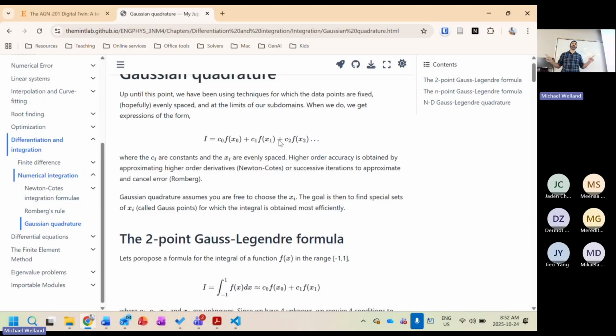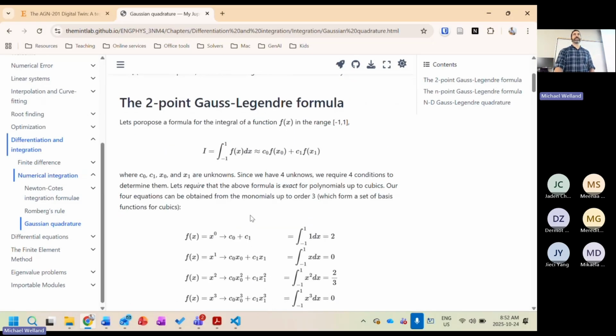That is exactly how the finite element method works. Gaussian quadrature is the single underpinning of the finite element method, which we're covering in, what, 2 weeks' time. Lightly.